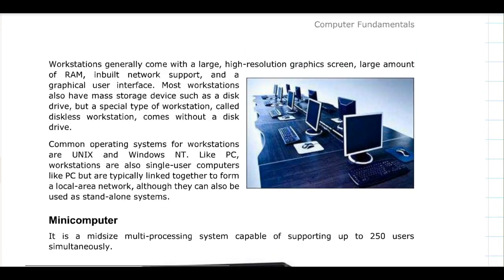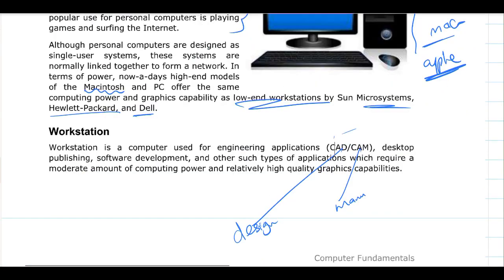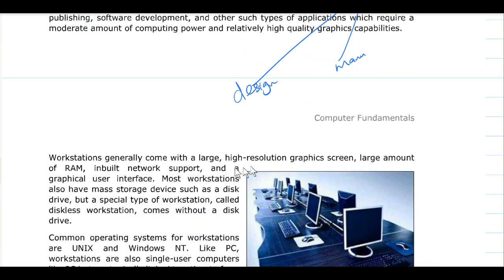So the only difference between workstation and personal computers is that workstations have more memory. We have higher resolution graphics screens. They have higher RAM. Of course, most of them have inbuilt computer networks. But the major difference is large screens, large memory, and large RAM. We'll discuss the difference between RAM and storage.